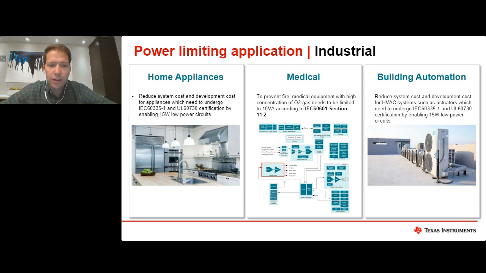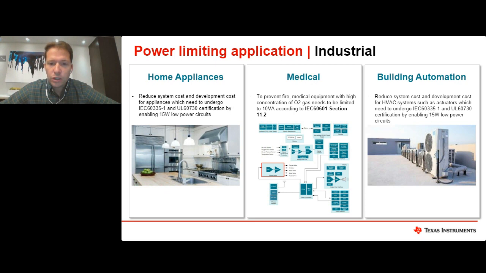Then we'll touch briefly on medical. So to prevent fire in medical equipment with high concentration of oxygen gas, one of the things that's called out in the IEC 60601 section 11.2 is having some type of power limit to 10 VA. So we'll talk a little bit about that in the coming slides as well.